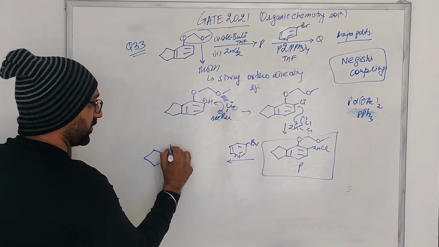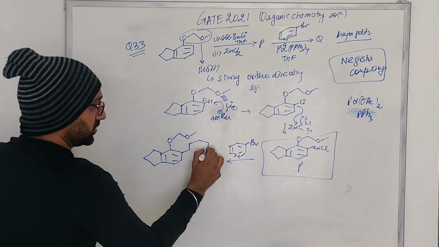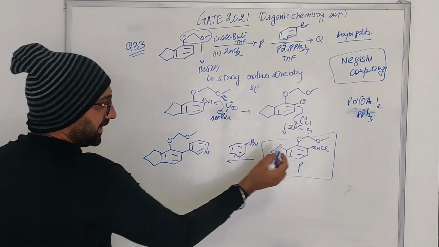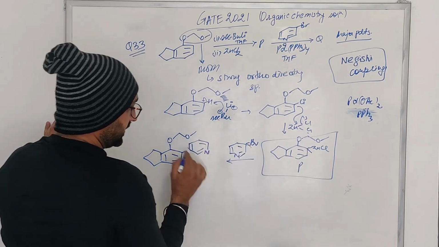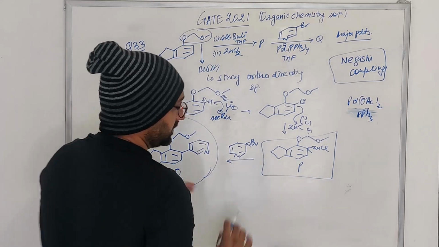So it's a pretty straightforward problem which was based on Negishi coupling. So here what you are going to have is this, right? So you have the coupling between this carbon and this carbon. So this was the product of the reaction. So this is Q, this is P.